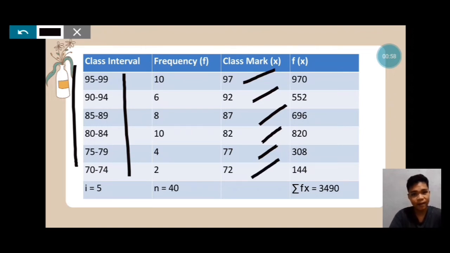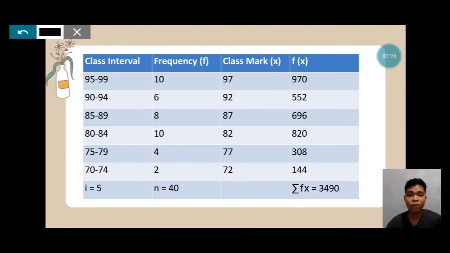Remember that our class width here is 5, thus 97 minus 5 is equals to 92, and then 92 minus 5 is equals to 87. 87 minus 5 is equals to 82, and 82 minus 5 is equals to 77. 77 minus 5 is equals to 72.